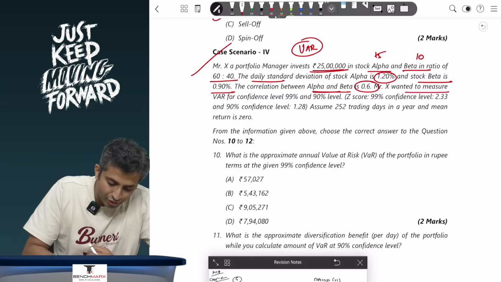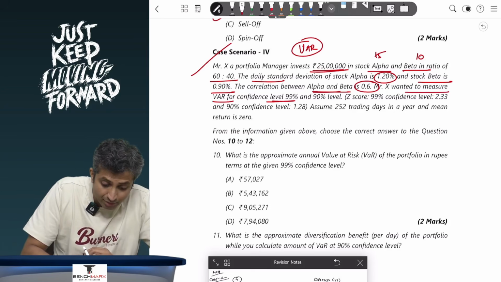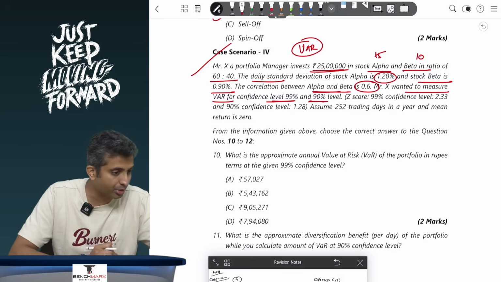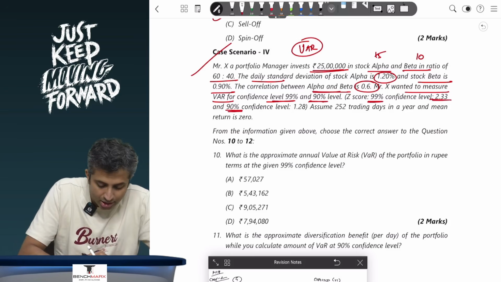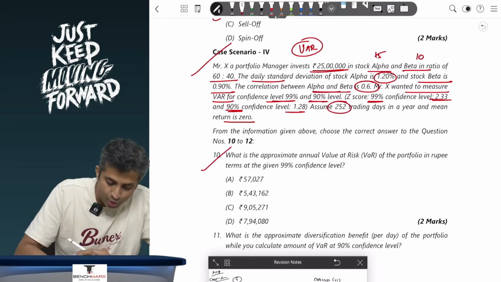X wanted to measure the VAR for confidence interval of 99%, which I know Z is 2.33, and 90%. This is the new part, but they've given you the Z value, where the Z value is around 1.28. Assume 252 trading days in a year and mean return is 0. You have to solve these MCQs.